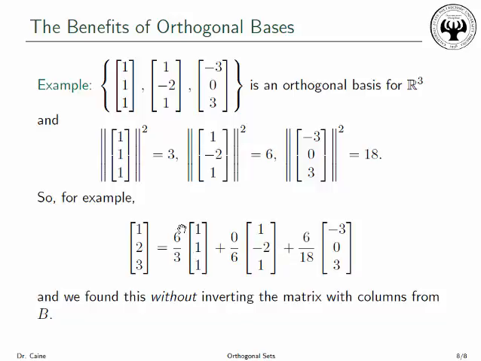So we were able to figure out what the coordinates were of 1, 2, 3 with respect to the basis, namely 6/3 or 2, 0, and 6/18 or 1/3. And we did that without having to invert the matrix obtained by sticking these vectors in as columns of a matrix, as we did in other coordinate calculations.